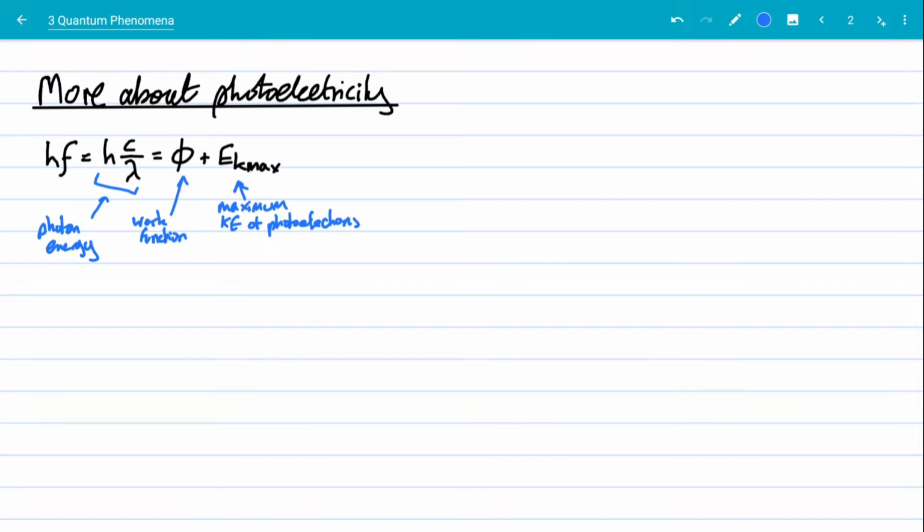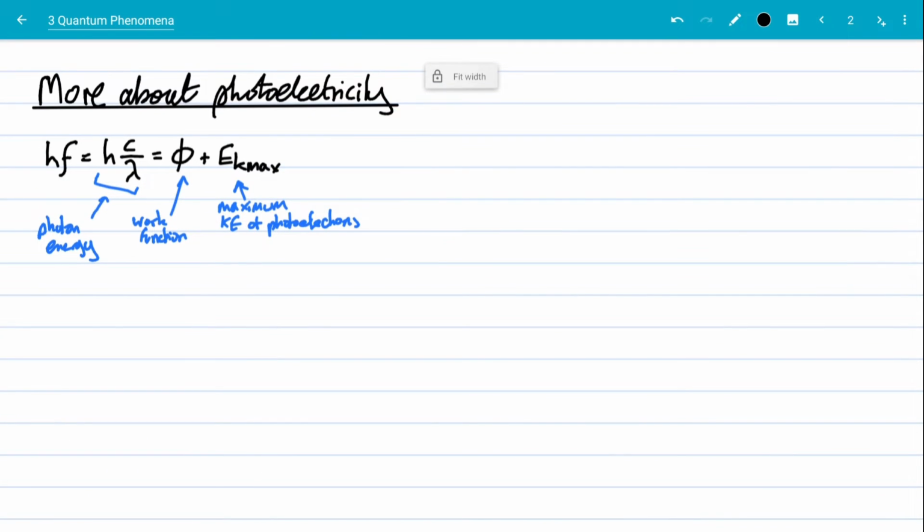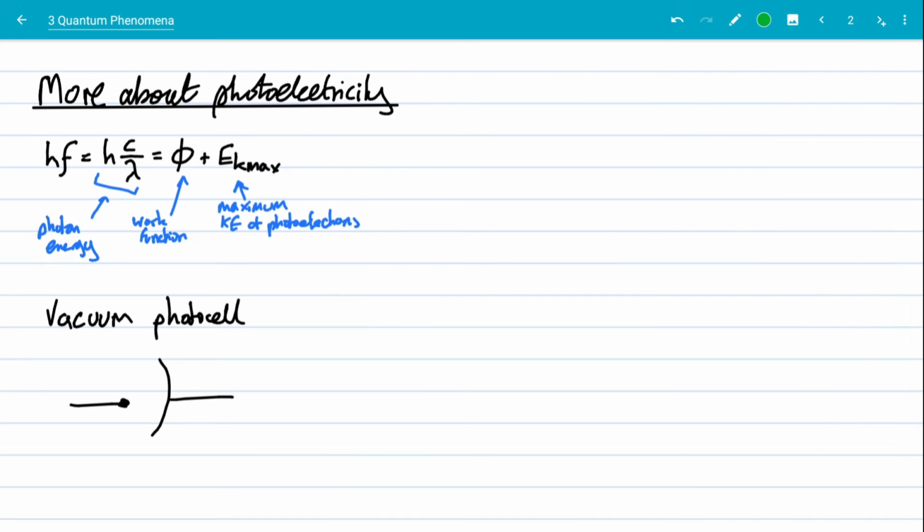And last session, we also looked at the vacuum photocell. So, a quick reminder of the vacuum photocell. What we had was the vacuum photocell. Might as well write the title. We had an electrode, a photocathode, we call it, like this. And so I should probably label that photocathode.